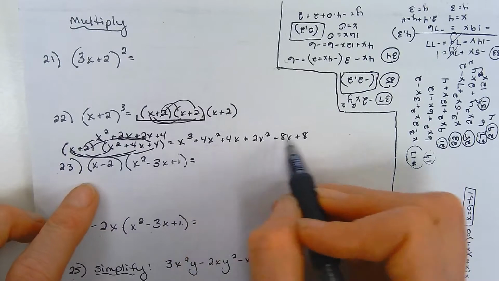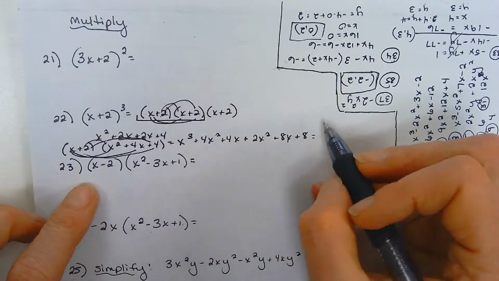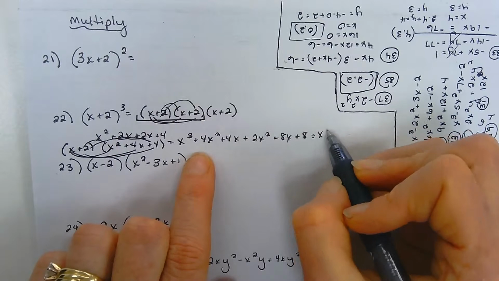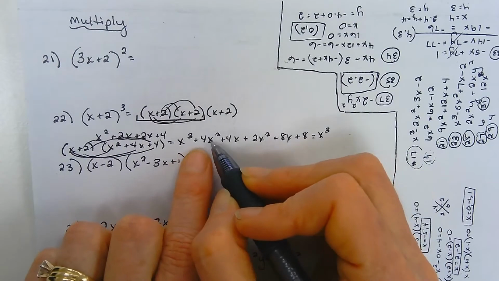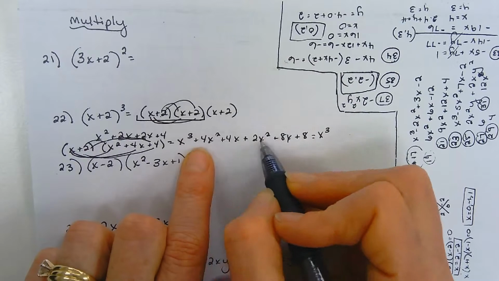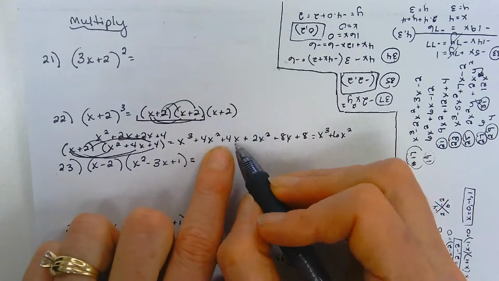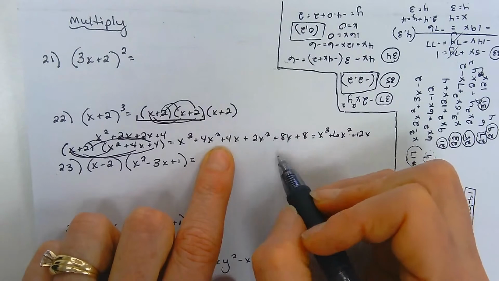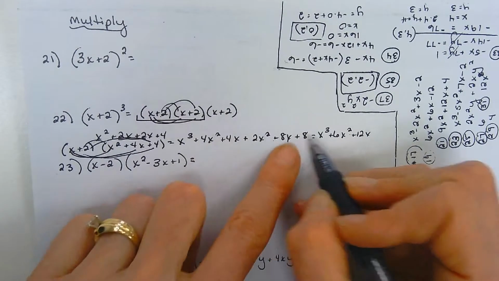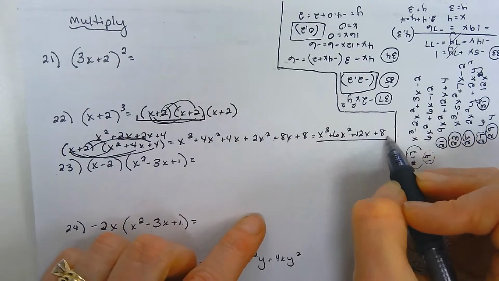And to finish this problem completely, I will now make sure that all the like terms have been simplified and combined. X cubed, there's no other x cubed terms. X squared, I have 4x squared here and 2x squared, plus 6x squared. Here I have 4x plus 8x, that's plus 12x. And then the only constant is the 8 plus 8. And that's the final answer.